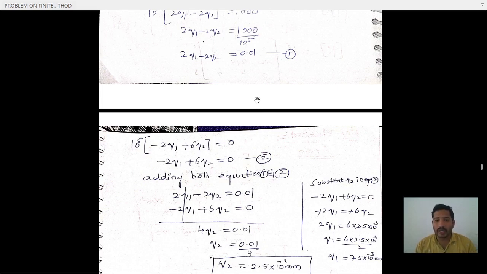If you equate equation number 1 and equation number 2, then you will get some value. Let us consider here.